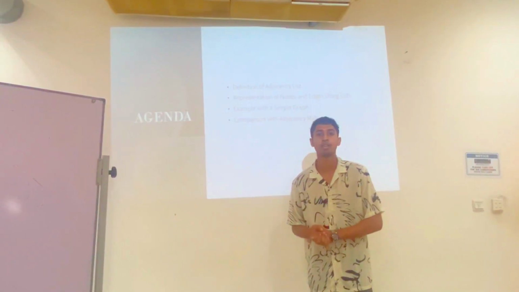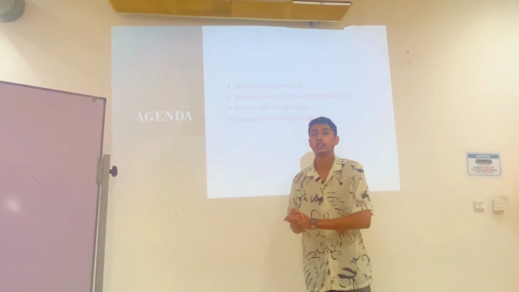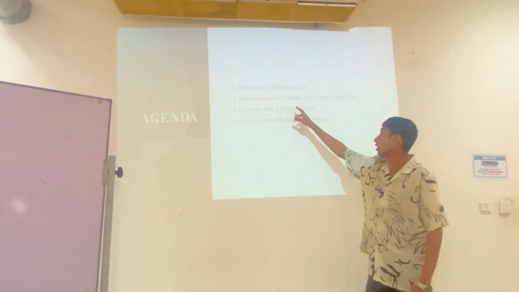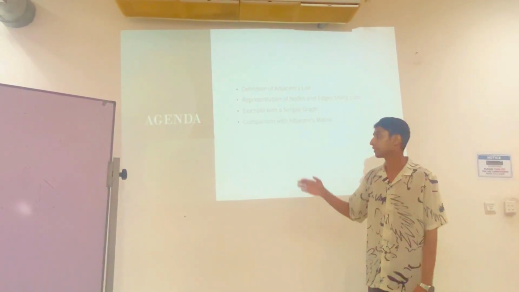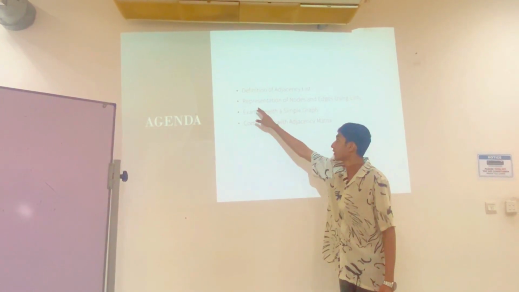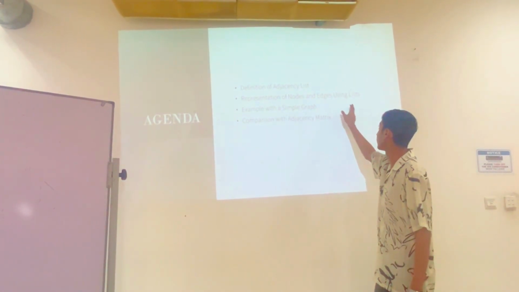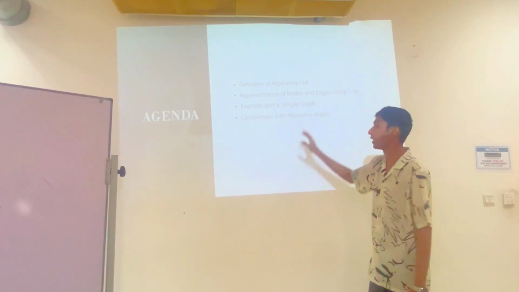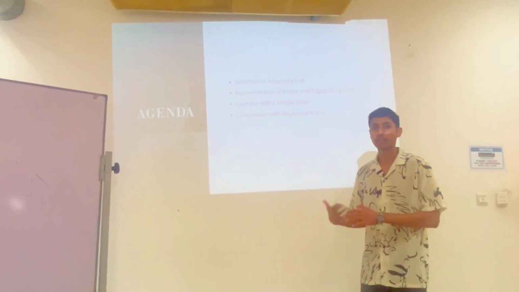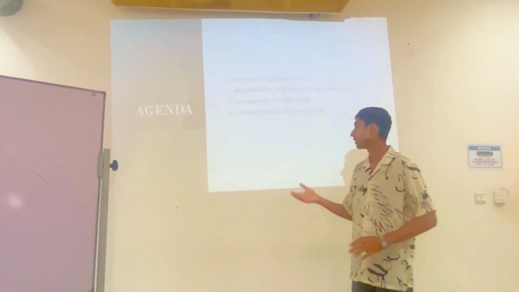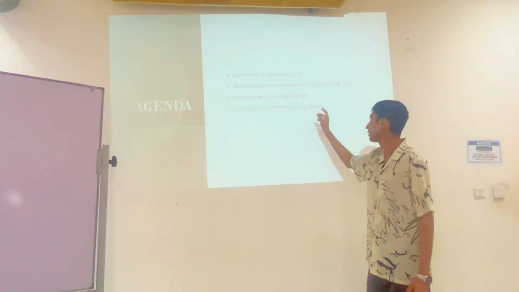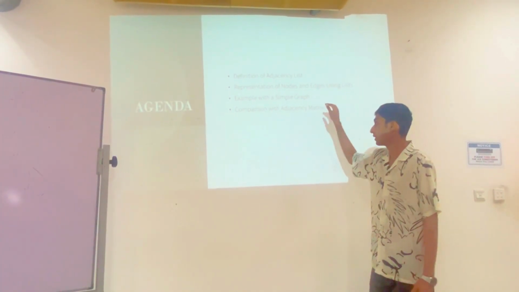Now let's get into the agenda. Here in our agenda we will talk about the definition of adjacency list, because we have to understand this first. Secondly, the representation of nodes and edges using lists. We will look into this, and then examples with a simple graph for real-time understanding, and last but not the least, the comparison with adjacency matrix. I will explain this as well.